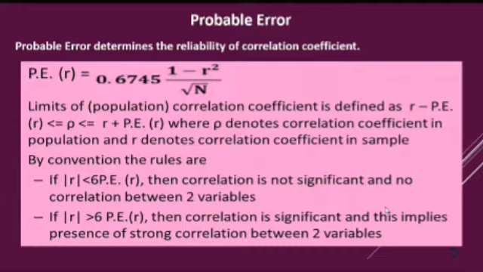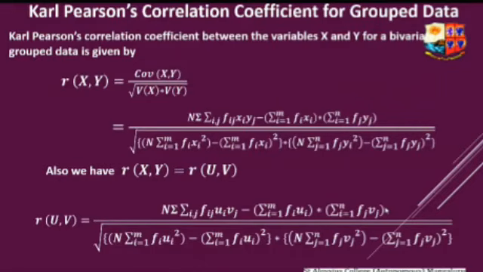That means you are giving conclusion about the population correlation from the sample which you have drawn from the same population. That is why we use a probable error to conclude about the population. Remember that. To conclude about the population, we use probable error. Then consider Karl Pearson's correlation coefficient for grouped data. Grouped data means I have already shown that bivariate table.